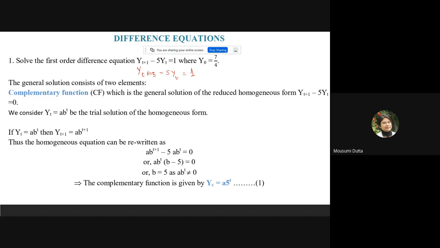What is the time path of price? What is the time path of savings? What is the time path of investment, rate of interest, tax? So time path we want to study.